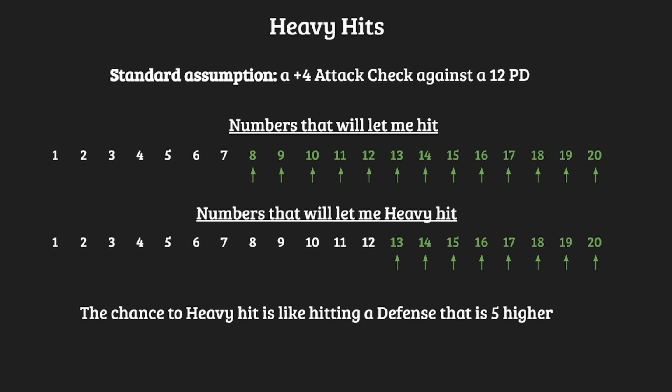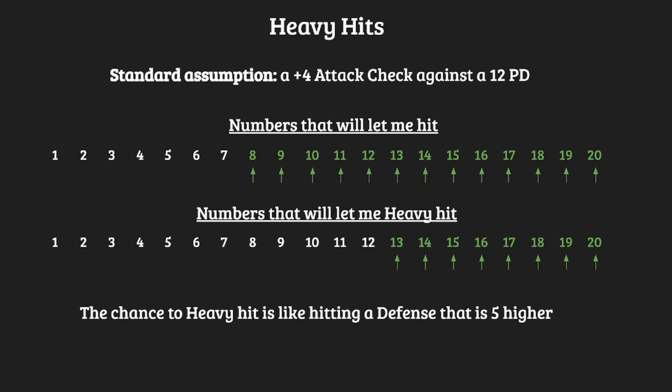So on the top here, I have the numbers that'll let you hit, and that's going to be that same 8 through 20, right? But if you want to get a heavy hit, you'll need to get anything from a 13 to 20. You need to go 5 above their defense, right? In this case, that would be as if you were trying to hit a target with a PD of 17. It's really intuitive to think about heavy hits and brutal hits as trying to hit something that has a PD, or a defense in general, that is 5 higher than the number you're starting out with. In fact, you can notice here that there are 5 values missing from the top row of numbers compared to the bottom. Those numbers from 8 to 12 are gone, and they won't work for a heavy hit. They're just going to give me a regular hit.